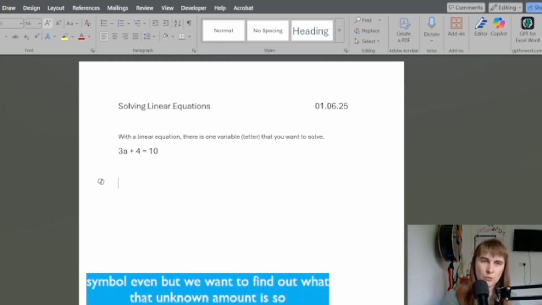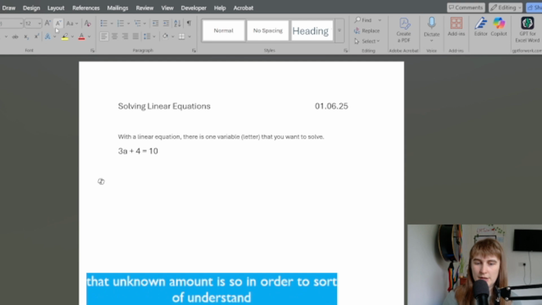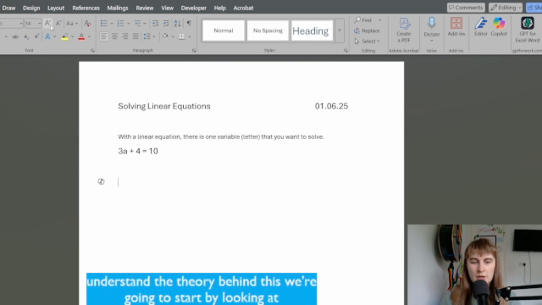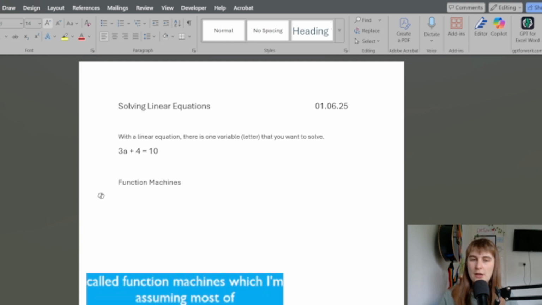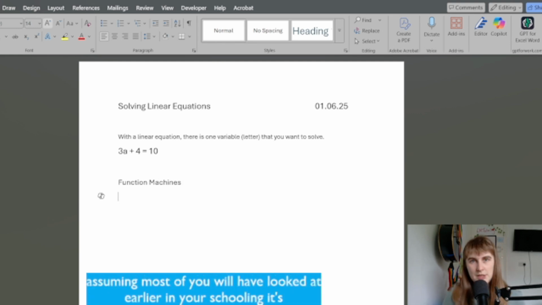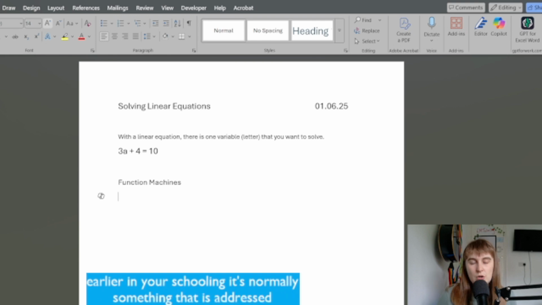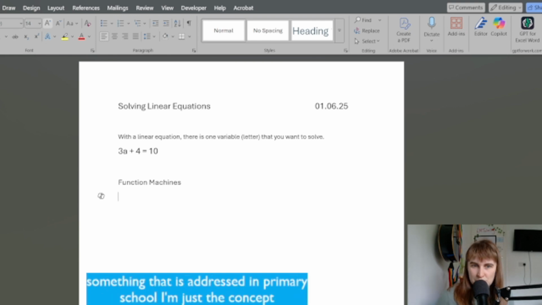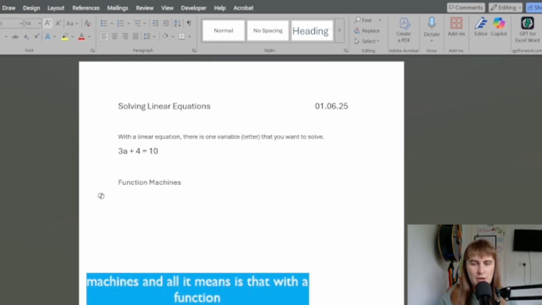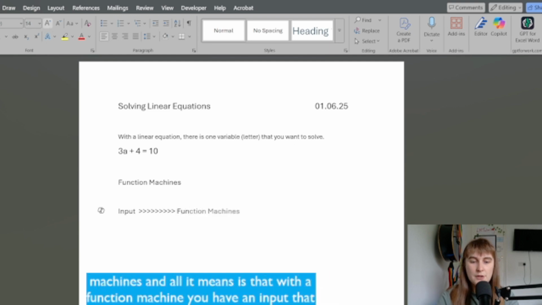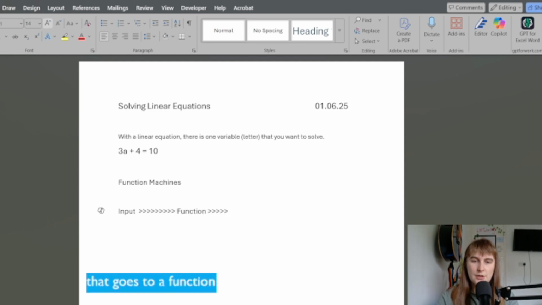In order to understand the theory behind this, we're going to start by looking at something called function machines, which I'm assuming most of you will have looked at earlier in your schooling. It's normally addressed in primary school. All it means is that with a function machine, you have an input that goes to a function that goes to an output.